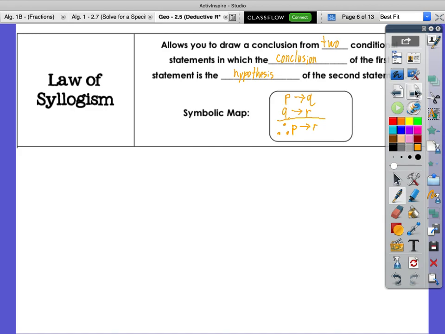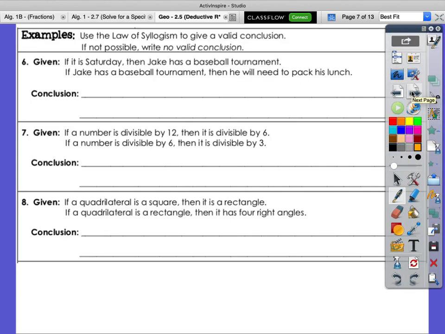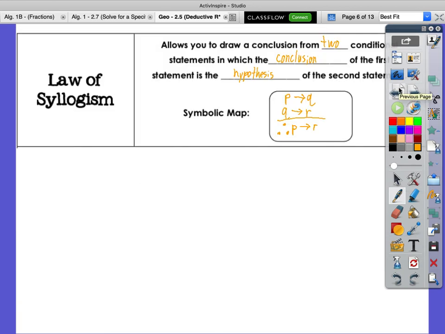So if we go down right below this, we're going to see if we get two conditional statements where those two match up. The first conclusion and the second hypothesis match up. If so, we can skip over them and combine them together. So, in this example, we're using the law of syllogism we just talked about to give a valid conclusion. And if we can't give a valid conclusion, we're going to write no valid conclusion, okay? So the only time you can get a valid conclusion is when it's set up just like this. It has to be set up exactly like this.